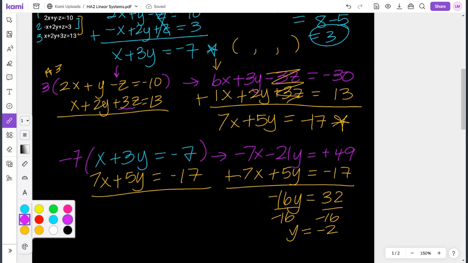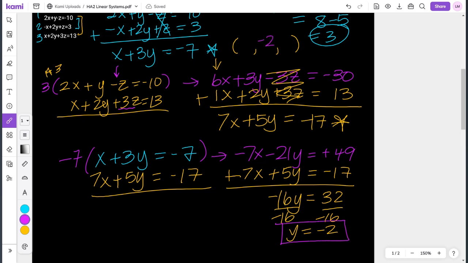So see if you can do that. Pause the video. See if you can back substitute. All right, so I'll give you a hint before you do that. So right now I have -2 for y. You can use this equation or this equation to solve for x. So go ahead and pause the video and do that.